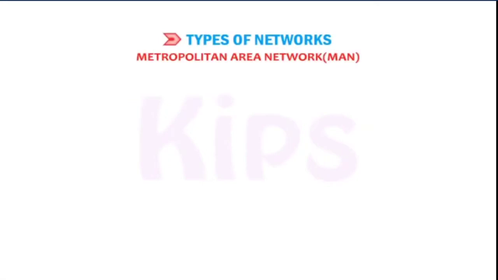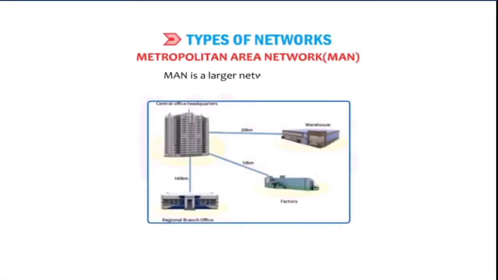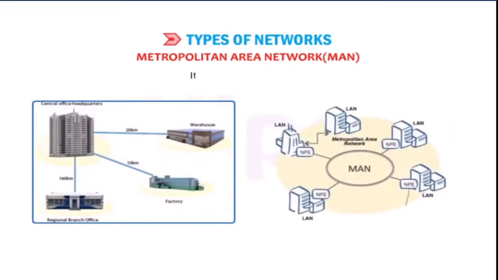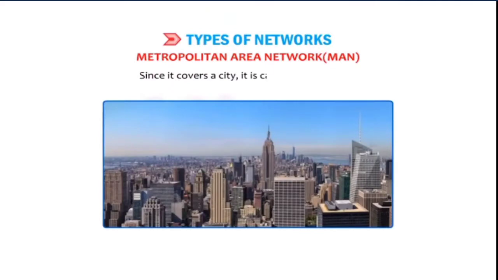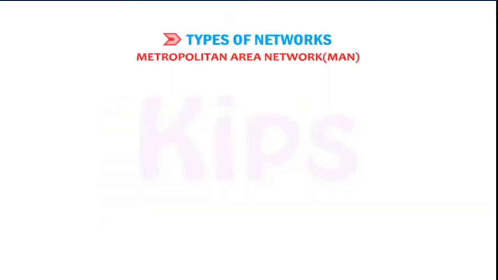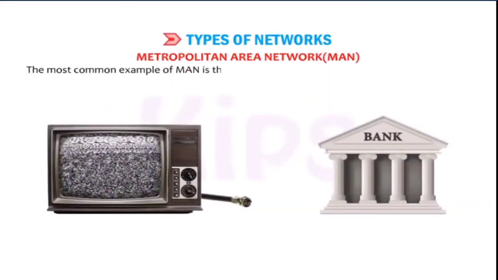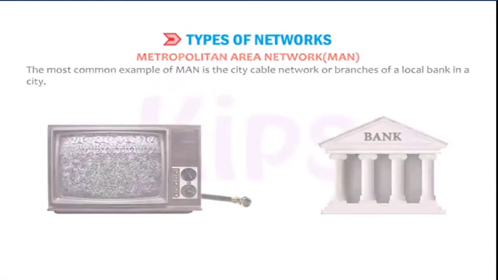Metropolitan Area Network, MAN. MAN is a larger network than LAN. It is spread across a city. Since it covers a city, it is called metropolitan. The most common example of MAN is the city cable network or branches of a local bank in a city.